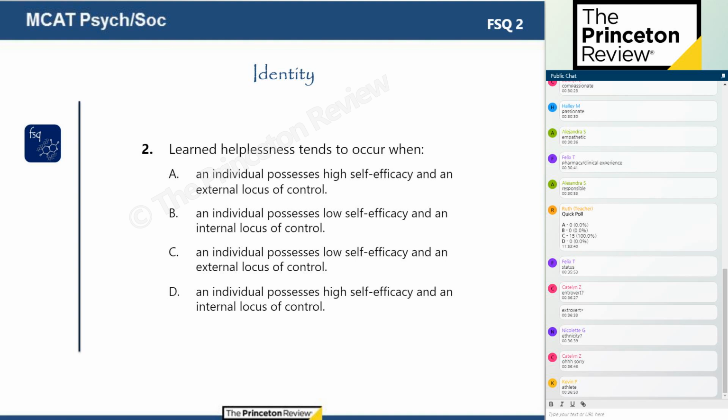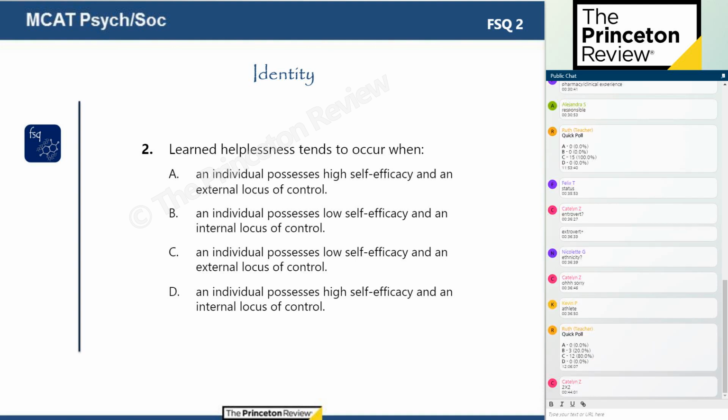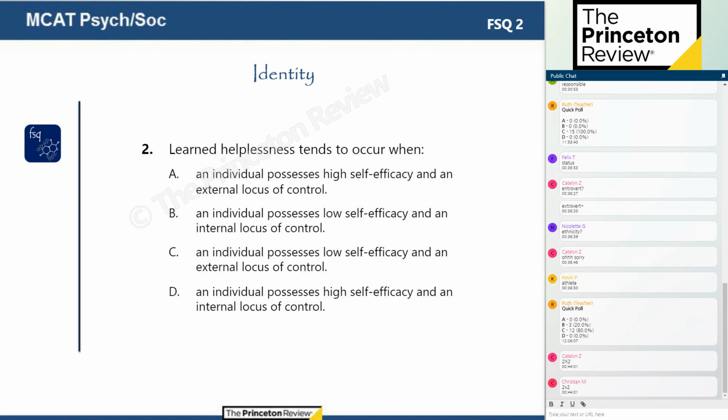Okay, I'm getting ready to publish our results. All right. Does anybody recognize what kind of question this is? What strategy we will use? Yeah, this is a 2x2.